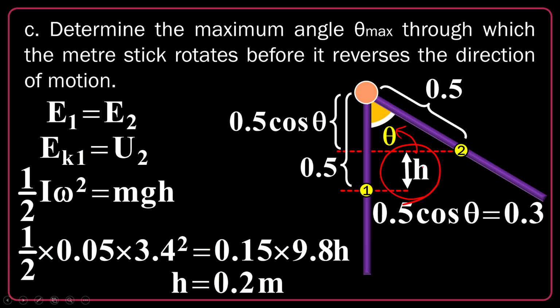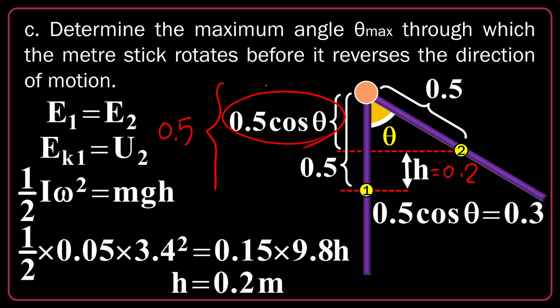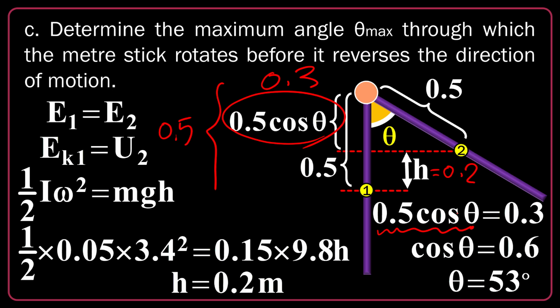How? Look at this. H is 0.2. This is totally 0.5, so this is 0.3. I subtract them, so 0.5 cosine of theta is 0.3. Then cosine of theta is 3 over 5, or 0.6. And then theta is cosine inverse of 0.6, 53 degrees. It's the maximum angle of deviation when it comes to rest.